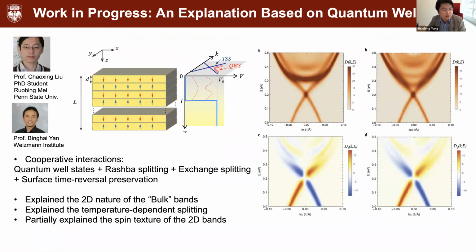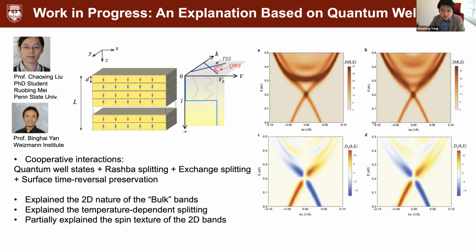And this is indeed a work in progress, in collaboration with Professor Chaoxing Liu and his group, as well as Professor Binghai Yan from Weizmann, that we proposed a new explanation based on quantum well states. In my language, this would really be a cooperative interaction that combines quantum well states, Rashba splitting, exchange splitting, and surface time reversal symmetry preservation. So you need not only one single channel, you need them to actually work together to reproduce the experimental observation. And these are the results produced by Professor Chaoxing Liu and his group.